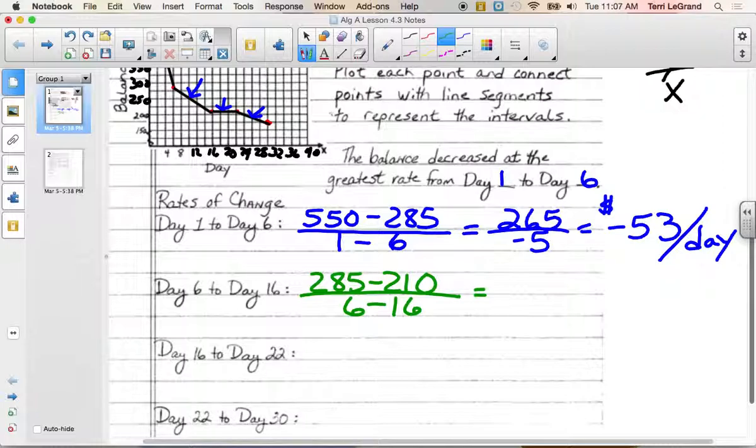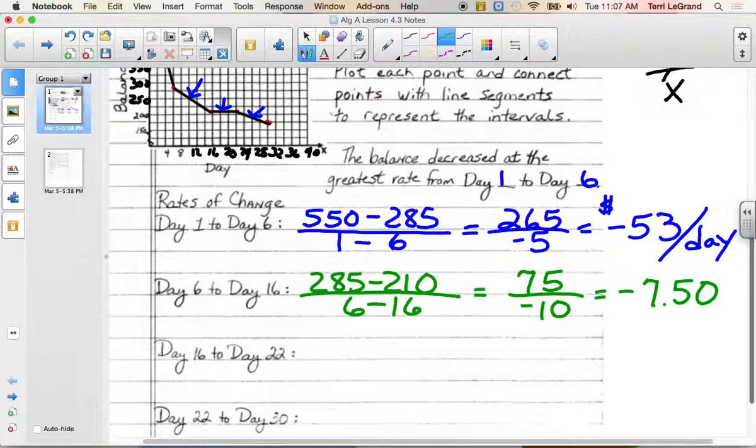What is that? 75. What is 6 take away 16? -10. What is 75 divided by -10? Raising your hand doesn't count unless you wait for it to get called on, okay? Isaac. -7.5.